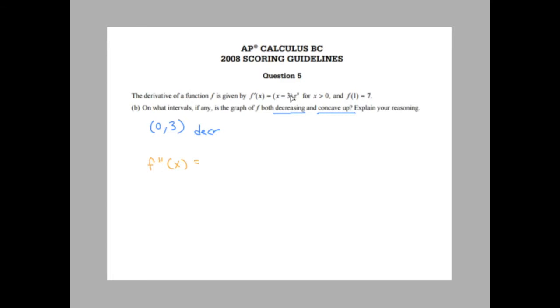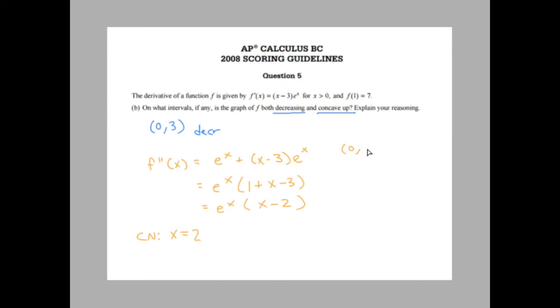Second derivative equals, we'll use the product rule. So the derivative of x minus 3 is just 1, times e to the x, plus x minus 3 times the derivative of e to the x, which is just e to the x. And we will factor that out: e to the x times (1 plus x minus 3), which is e to the x times (x minus 2). And we see here that f double prime has a critical number at x equals 2.